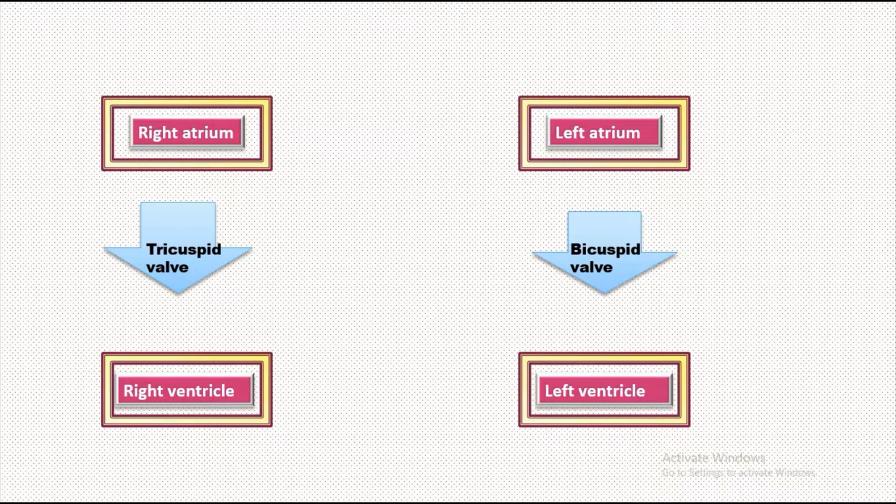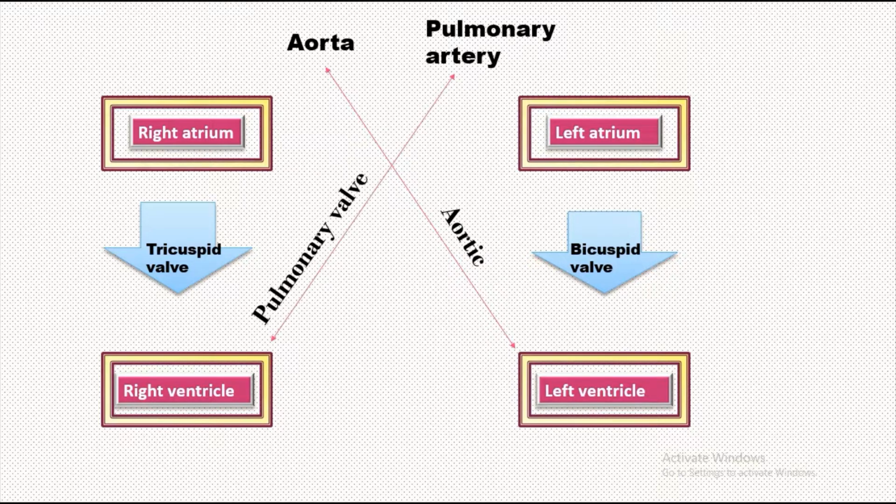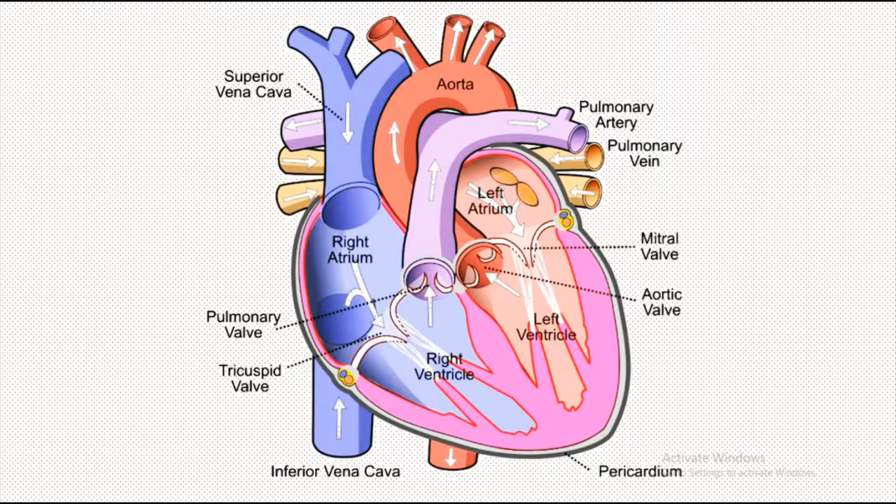There are also semilunar valves present. Between the left ventricle and the aorta, there is the aortic valve, and the pulmonary valve is present between the right ventricle and the pulmonary artery. There are also the superior and the inferior vena cava that collect the blood from the upper and the lower halves of the body respectively, and the aorta that takes the blood from the heart and sends it to the various parts of the body. Here is the actual image of our heart.